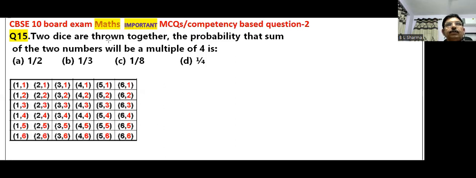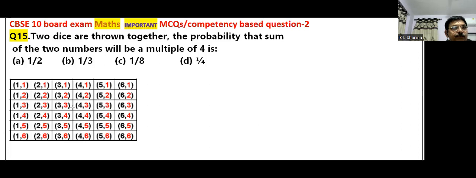Two dice are thrown together. The probability that the sum of the two numbers will be a multiple of 4 is, देखिए पहले से ही अगर 2 डाई तो हम एक साथ थ्रो करते हैं या एक डाई 2 बार थ्रो करते हैं, तो इसका टोटल पॉसिबल आउटकम्स ये होगा, इसको आप नोट कर लीजिएगा। 1 1, 1 2, up to 1 6, 2 1, 2 2, up to 2 6, 3 1 up to 3 6, 4 1 up to 4 6, 5 1 up to 5 6 and 6 1 up to 6 6.